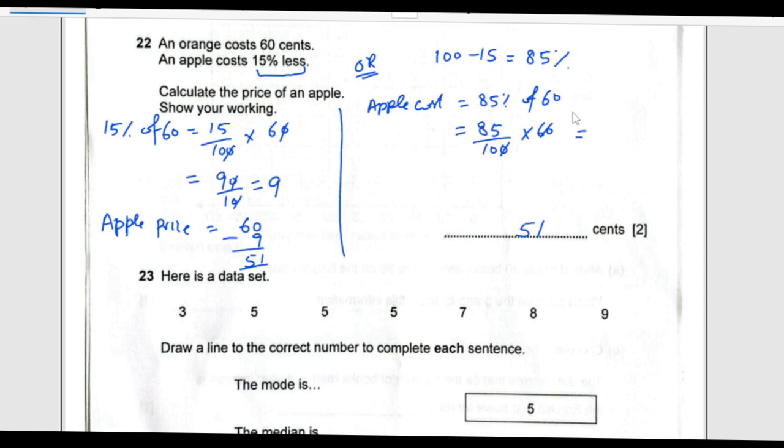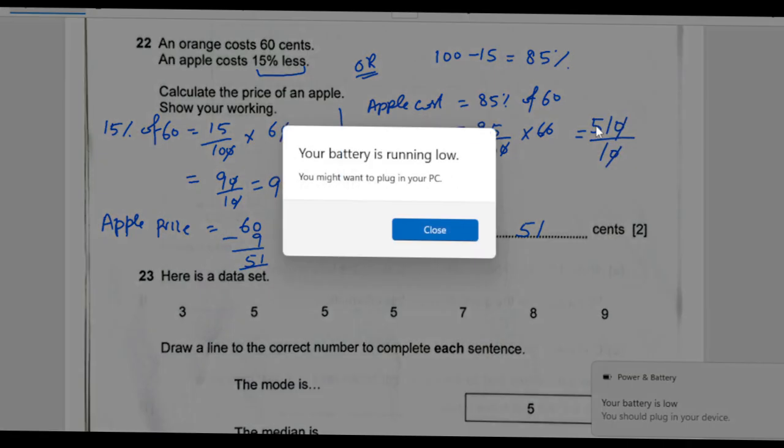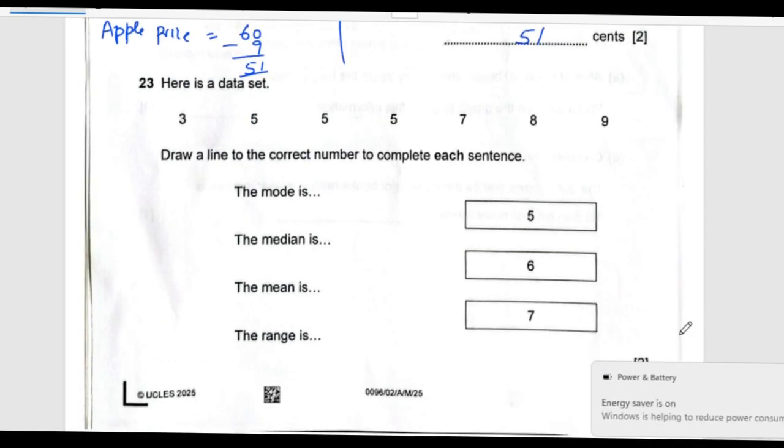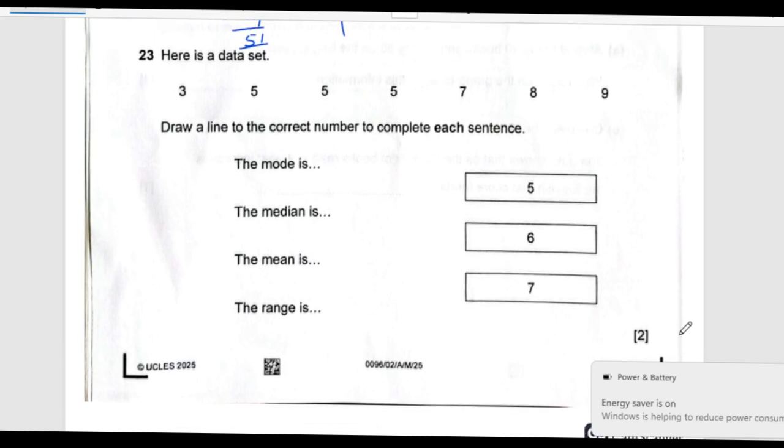So, it is 510, we have 10 down here, it is gone. So, again we got 50, right. So, now number 23 we have, here is a data set, battery is going, I have to put the battery on. Here is the set, data set 3, 5, 5, 5, 7, 8 and 9.